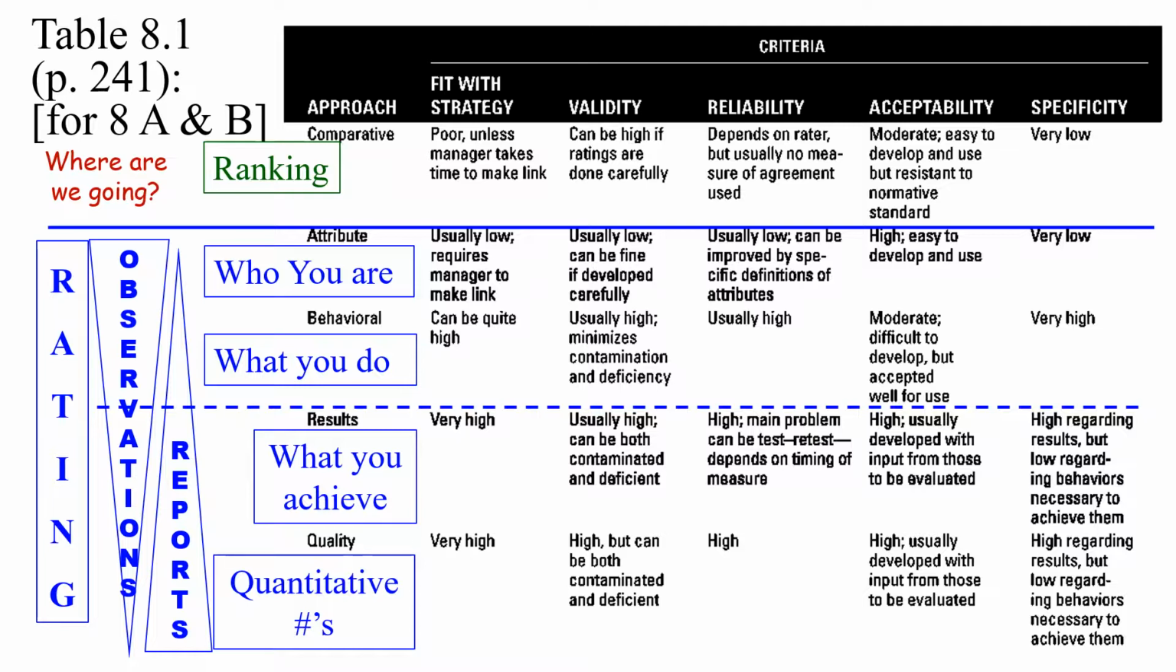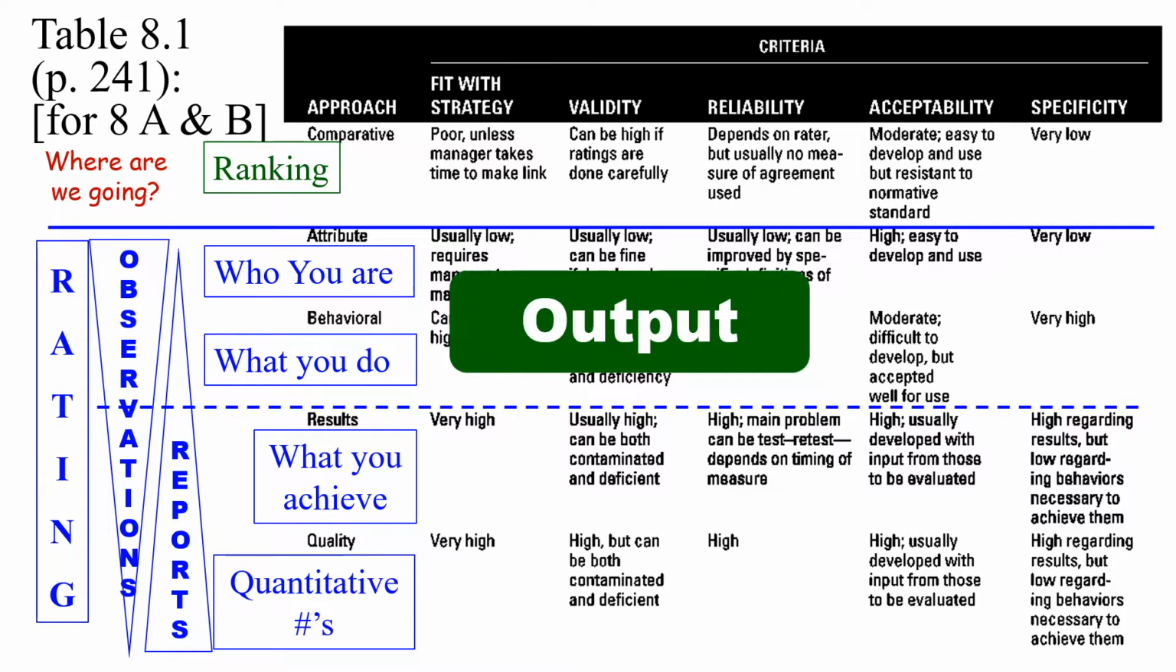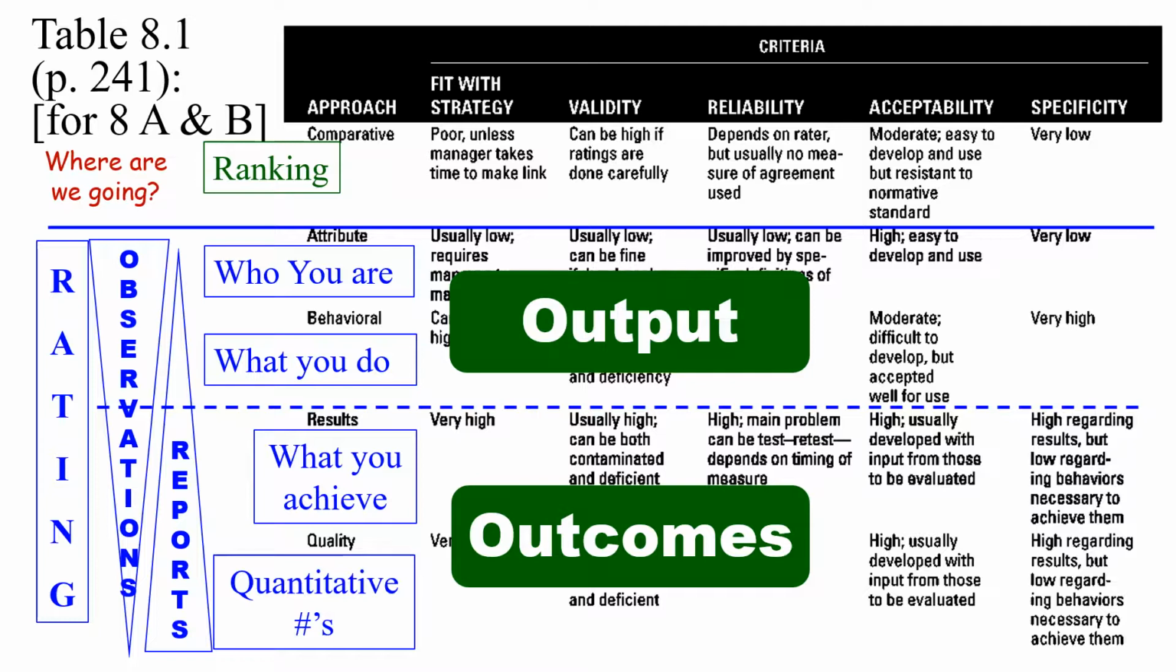Another way of describing the different chunks is that in the ratings, attributes and behaviors are outputs. Here's what you did to get results. And results and quality are outcomes. We're not necessarily sure what you did to get there, but we know the results.